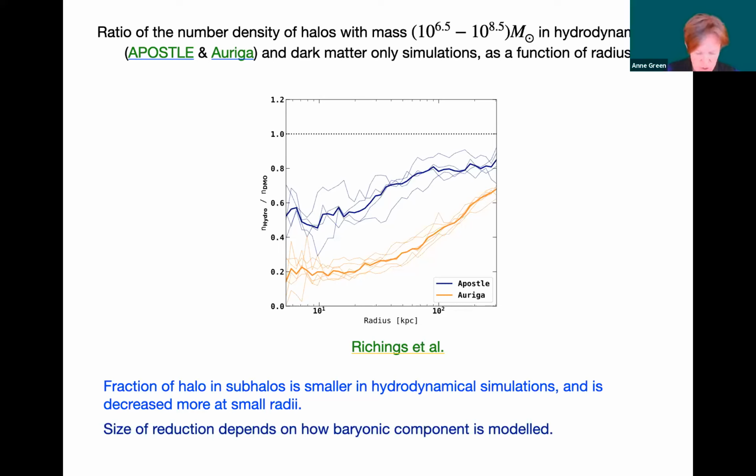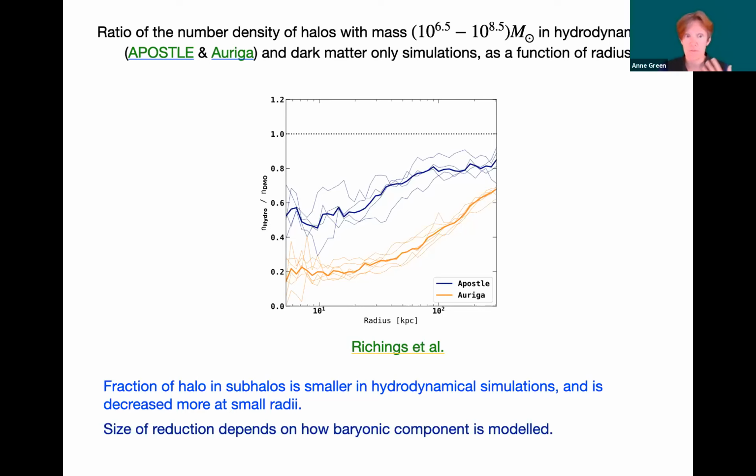And so here we've got results from two hydrodynamical simulations called Apostle and Auriga, in blue and orange. And this plot is the ratio of the number density in these hydrodynamical simulations relative to what we had before in the dark matter only ones. So this dotted line would be if it was the same, if there was no change. In particular, this plot is made for subhalos in the mass range between 10 to the 6.5 and 10 to the 8.5 solar masses. And what you see is that you get fewer subhalos surviving in these hydrodynamical simulations, and the suppression is bigger as you go to smaller radii. So even more subhalos get disrupted at small radii in hydrodynamical simulations.